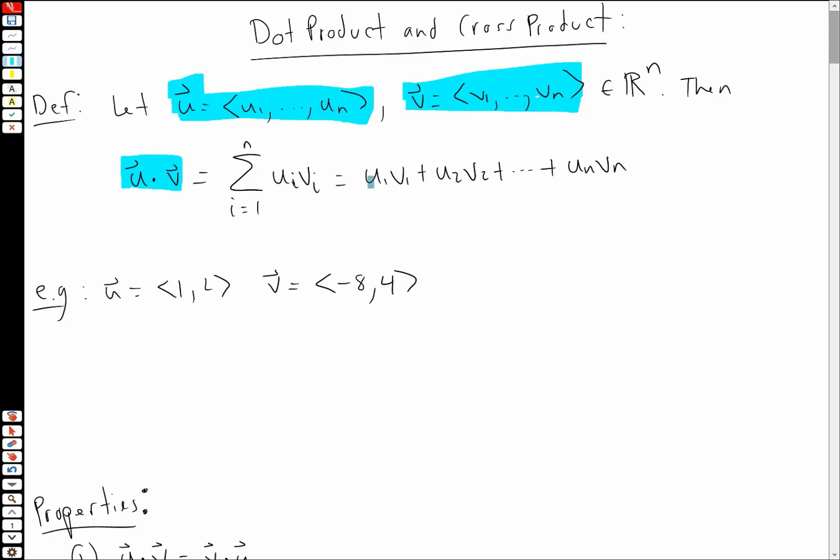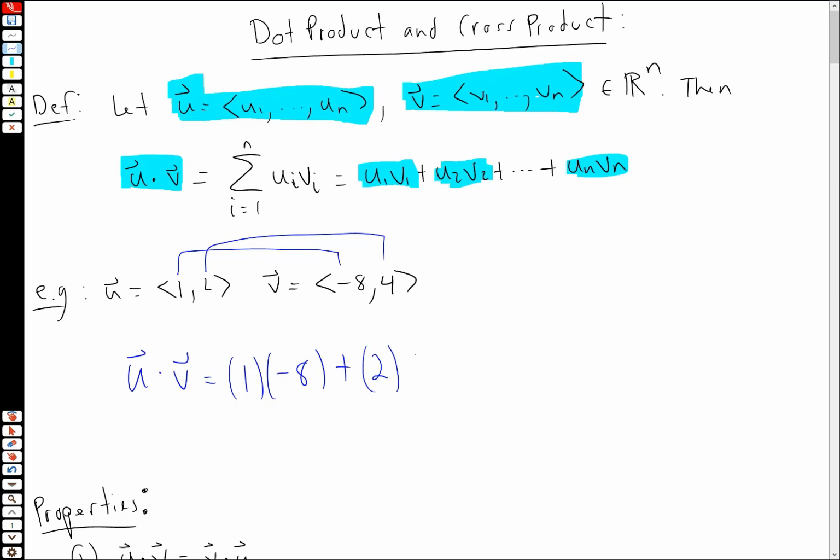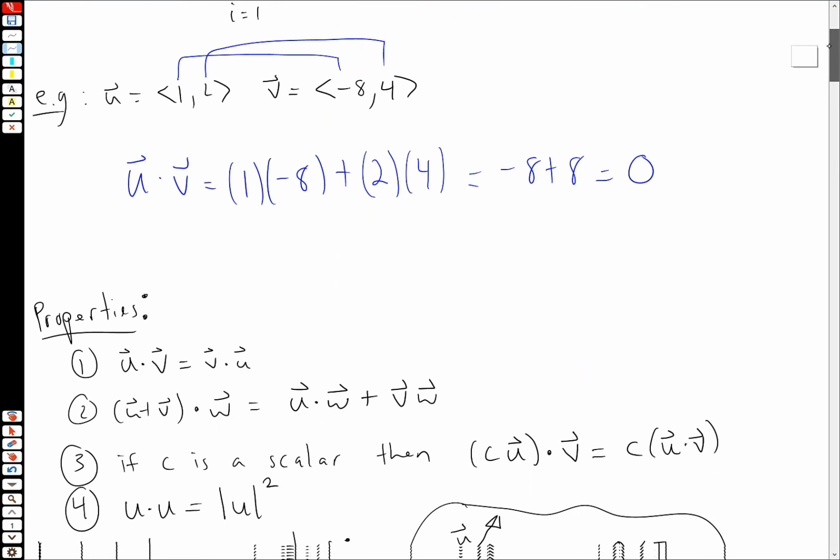So basically what we're doing here is we're multiplying like coordinates and then adding up whatever we get. Okay, so u1 v1 plus u2 v2 plus yada yada yada, un vn. So for example, let's say my vector u was 1, 2 and my vector v was minus 8, 4, then the dot product of u and v is equal to, so we multiply the same coordinates, so 1 times minus 8 plus 2 times 4, which will give us minus 8 plus 8, which is equal to 0. And we're going to see this actually means something, but we'll get to that in a little bit.